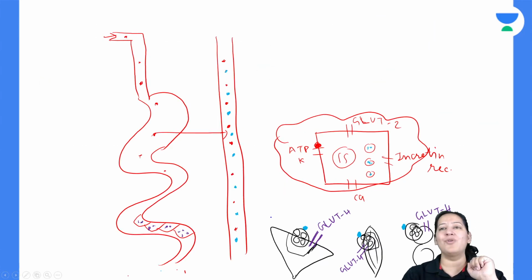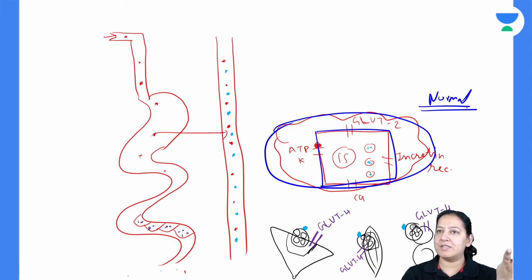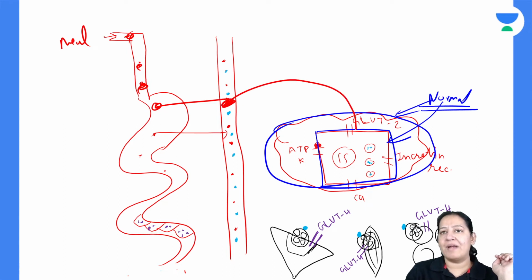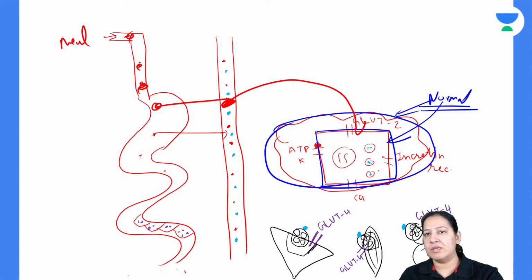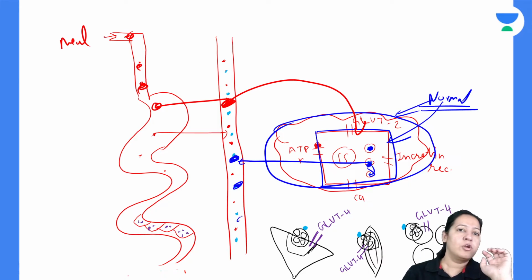In type 2, there is no problem with the pancreas. Pancreas is absolutely normal. Inside the pancreas, the beta cell is absolutely normal. You will say, ma'am, then what is the problem? You are saying pancreas is normal, beta cell is normal. So whenever this person has a meal, the glucose in the meal will go in the blood and it will go to the pancreas. It will knock the pancreas for stimulation of the secretion of the insulin. And if beta cell and pancreas are normal, insulin will come in the blood. Normal amount or rather increased amount of insulin will come in the blood.